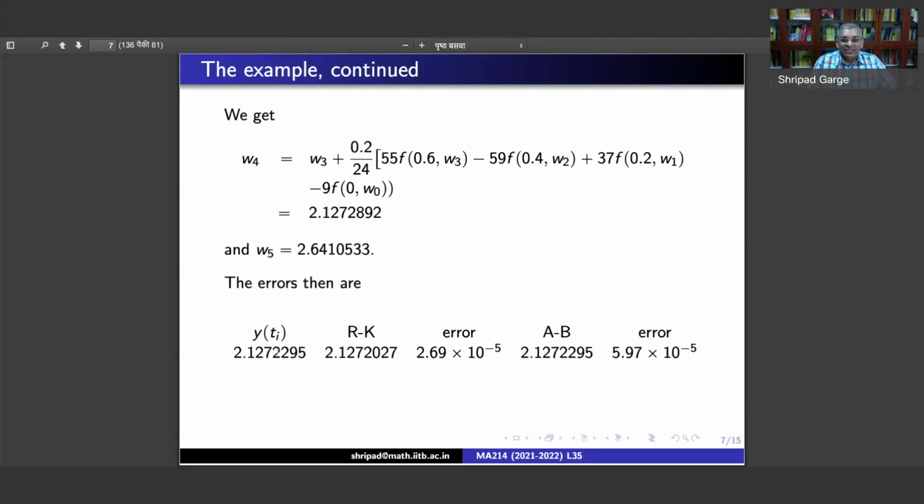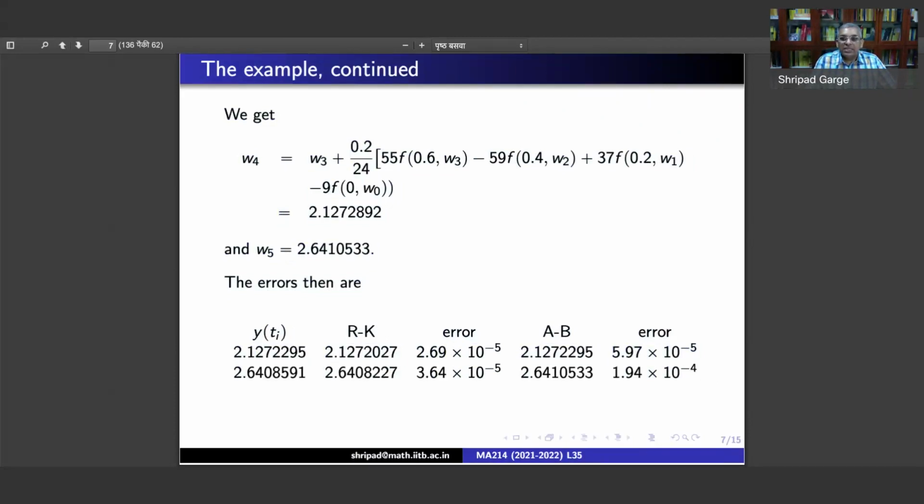So this is the column for 0.8, and we seem to be doing slightly badly. The error for Runge-Kutta is 2.69 times 10 to the power minus 5, and the error for Adams-Bashforth is a bit bigger, 5.97 times 10 to the power minus 5, approximately twice the error. What happens when we go to the next step? The next step is even worse, because this is 3.64 times 10 to the power minus 5, and this is like 19.4 times 10 to the power minus 5.